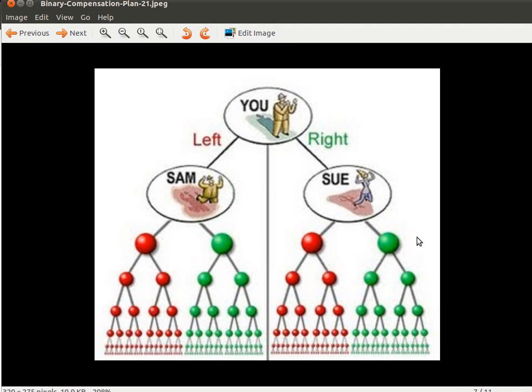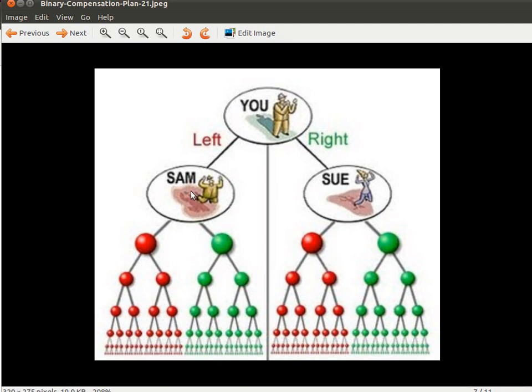These guys are your second generation, third generation, fourth generation, and fifth generation. And you can match what all these people make from their binary commissions depending on what your level is. If you're bronze, you match 40% of the income anyone on your first generation earns from the binary. So that's Sam and Sue.